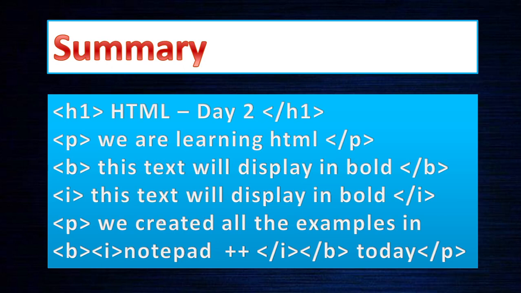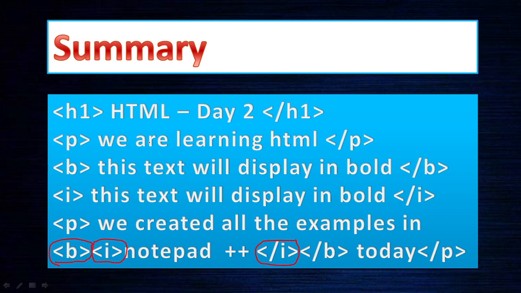Next, you want to make both bold and italics. So you want to make bold, then italics. So first I use the B, then I, Notepad++. Because we are using the I last, correspondingly the I should be closed first, and then the B should be closed here.